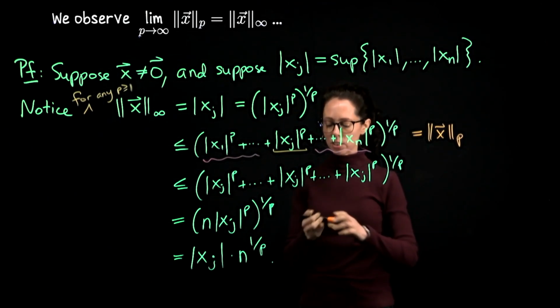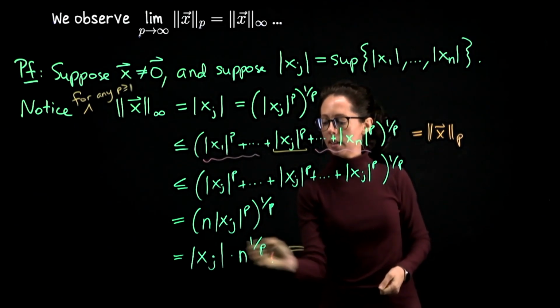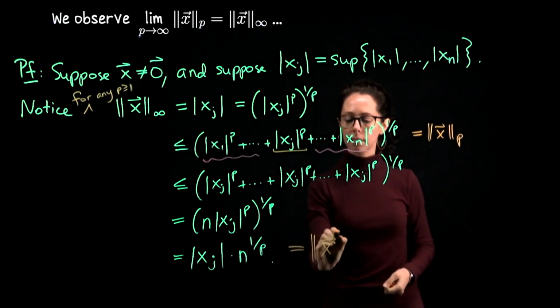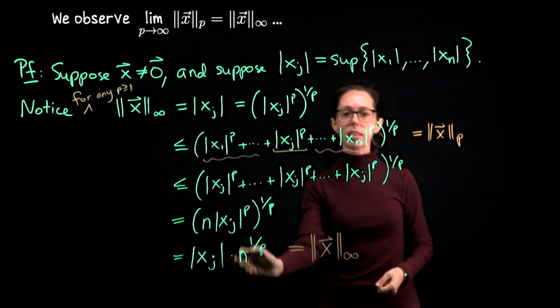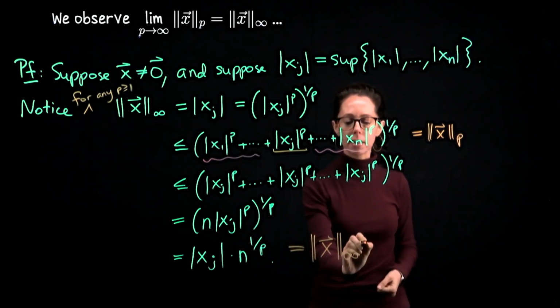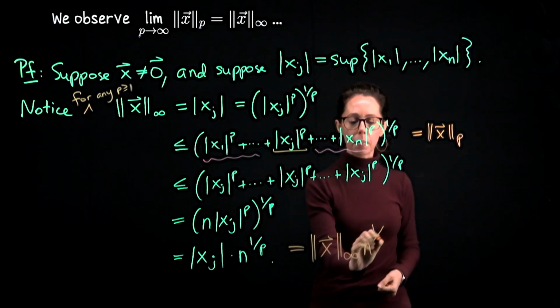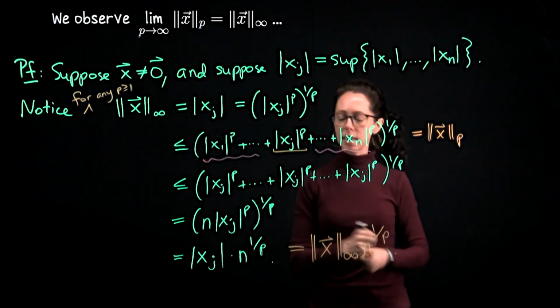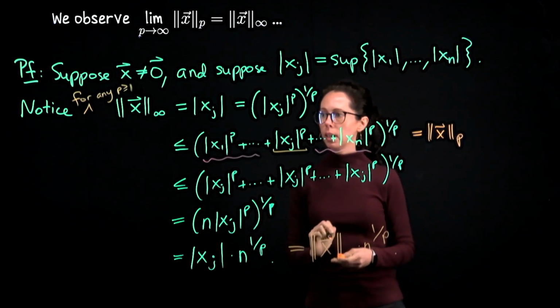All right, I have one more thing to write before I'm going to end up erasing this, so that we can finish this exercise with the squeeze theorem. This, of course, is the sup norm of x times just this number: whatever the dimension of the Euclidean space is, to the 1 over p power. I'm going to need to erase this, but we're almost done.